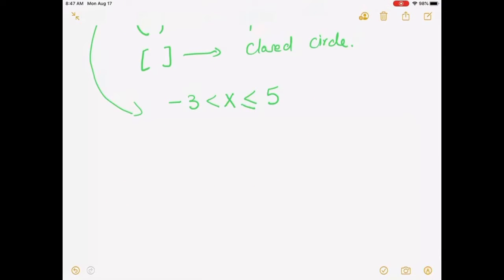Okay, for infinity, how do we deal with that? Normally for infinity, we just put a parenthesis, not a bracket. Why? Because infinity is always kind of an uncertain number. We don't know exactly what number that is, so we just put a parenthesis for that. So that's what those symbols actually mean.